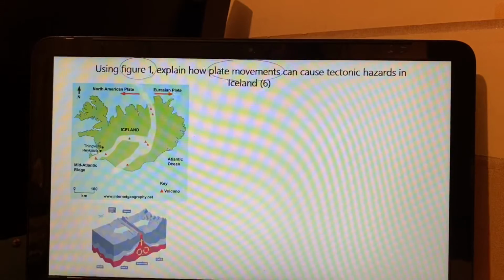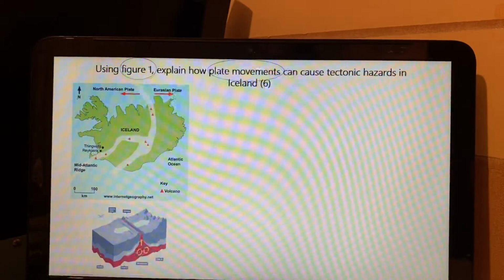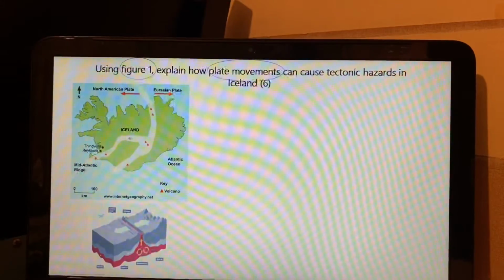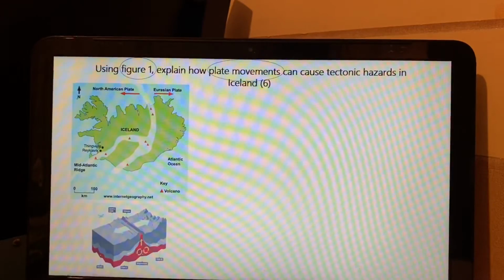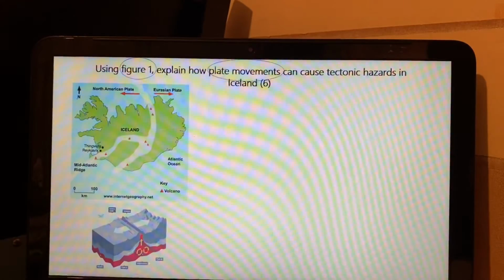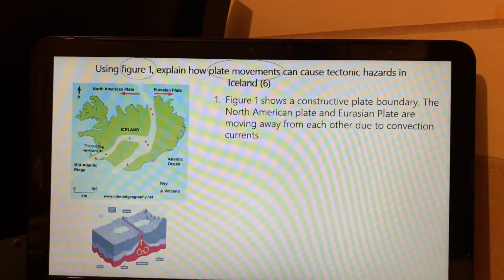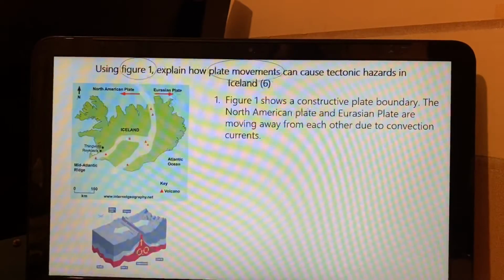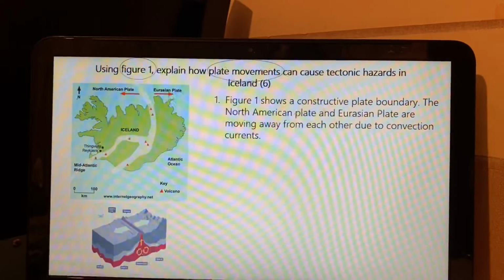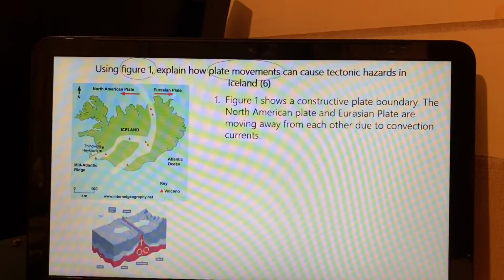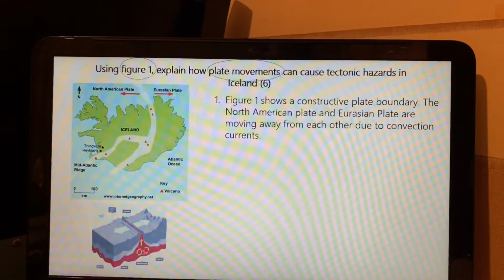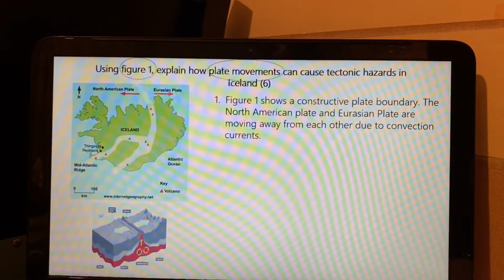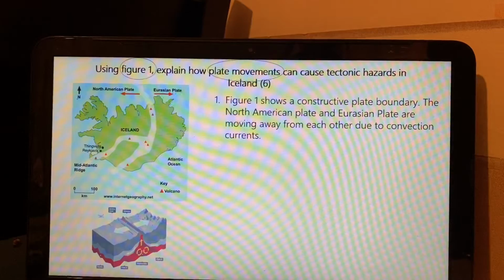So I'm going to show you the main 6 steps to get the full 6 marks. I don't waste any time by going straight into it, by telling the examiner actually this is a constructive plate boundary, because nowhere on this figure does it say it is a constructive plate boundary. You have to tell the examiner that. So if you look at my answer, figure 1 shows a constructive plate boundary, full stop. I then go into it by using the figure, by using the actual plate names. The North American plate and the Eurasian plate are moving away from each other.